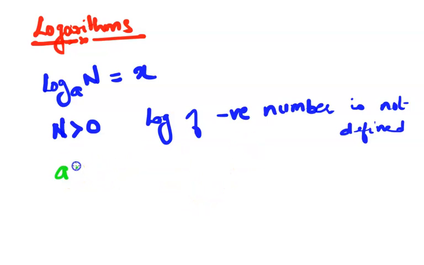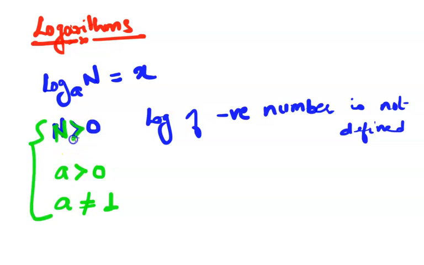Similarly, a is greater than 0. So a has to be positive, and a should not be equal to 1. Right? So these are the three elements: n greater than 0, a greater than 0, and a not equal to 1. These three conditions need to be satisfied for a log of any number to be a defined or a meaningful number.